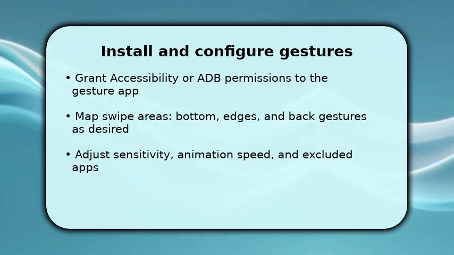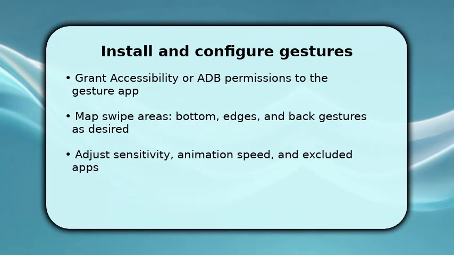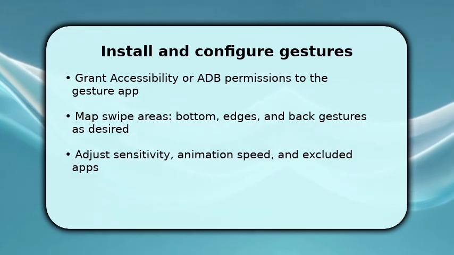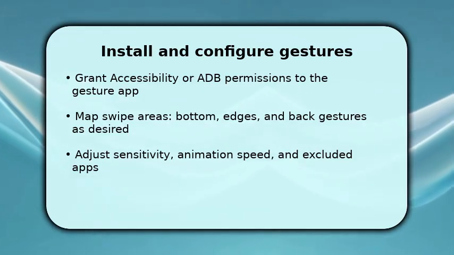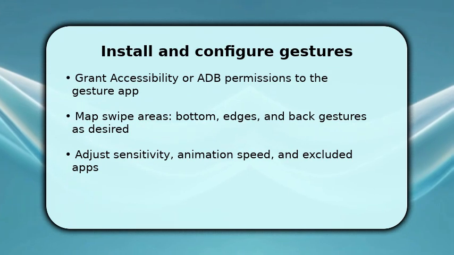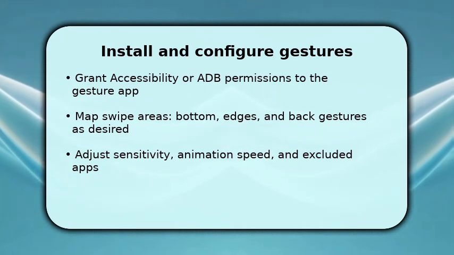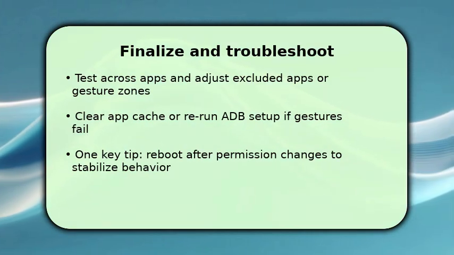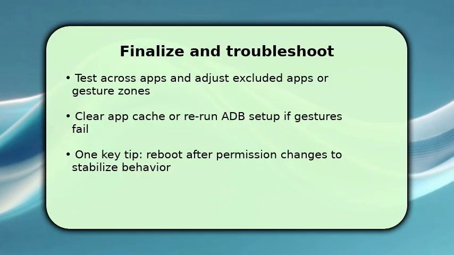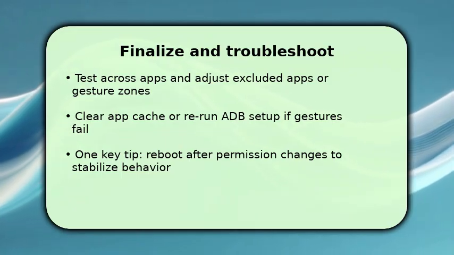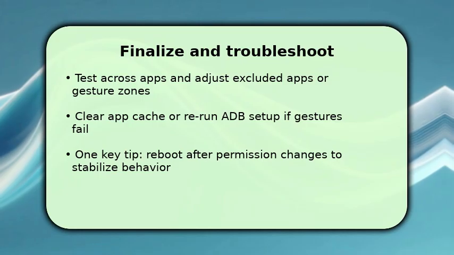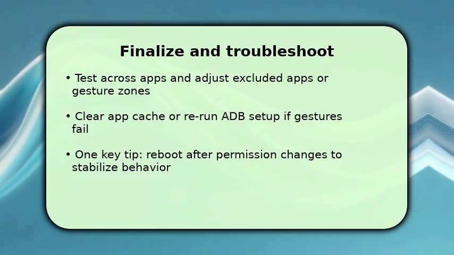Then fine-tune sensitivity and animation speed to match iPhone feel. Lower animation durations and slightly higher sensitivity produce the characteristic snappy response. You finish by rigorously testing gestures in messaging, browser, and launcher. Check for conflicts and add troublesome apps to the excluded list so gestures don't interfere.